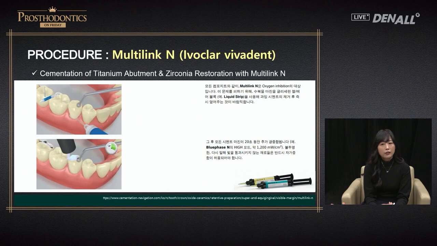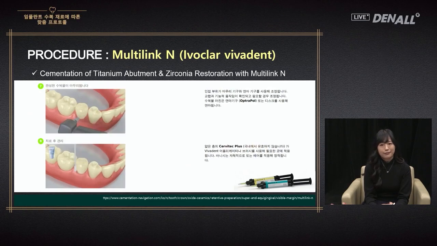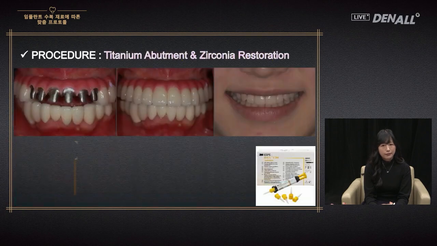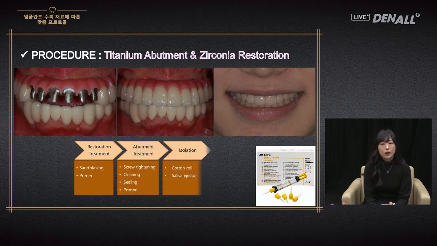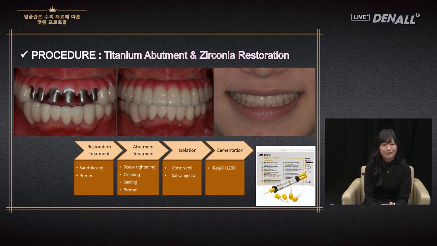On the margin, apply liquid strip, and after curing, check occlusion as well as marginal fitness. After re-evaluation, do final polishing. In summary, for zirconia restoration, sandblast. If necessary, use restoration primer and connect the titanium abutment, clean and seal, and if necessary, use the surface treatment agent. Isolate the abutment and use Rely-X U200 to do final cementation in a dual curing way.